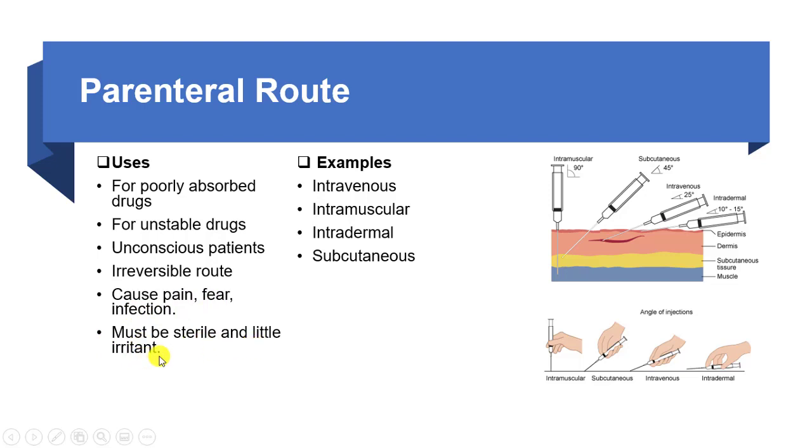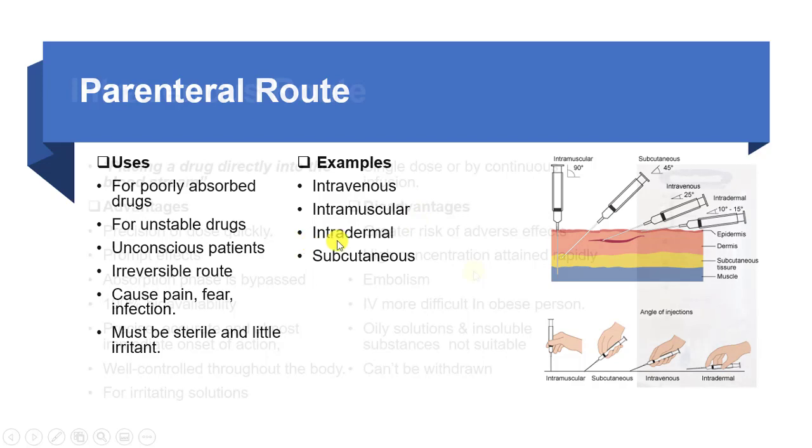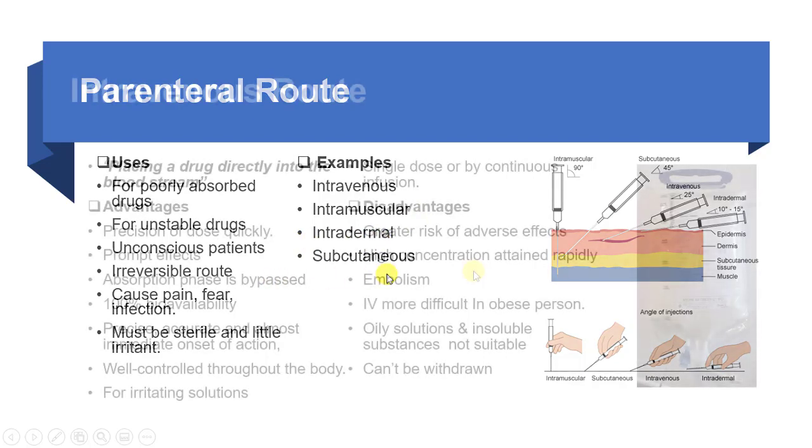As I told you before, it is mostly used for poorly absorbed drugs, those drugs which are usually not absorbed via the enteral routes which we talked about. The parenteral route can be used for these types of drugs. Also for unstable drugs and unconscious patients. And again, it is irreversible. We cannot give any antidote or any reversal drug for any particular reaction related to these types of drugs. Some examples are intravenous, intramuscular, intradermal, and subcutaneous. I'm going to talk about these in the next few slides.